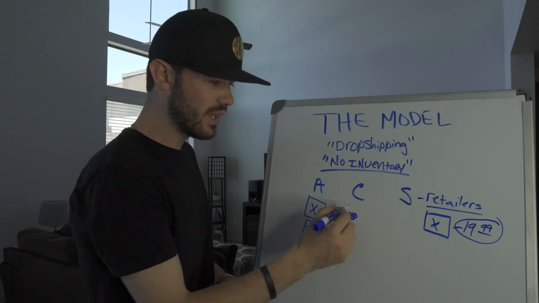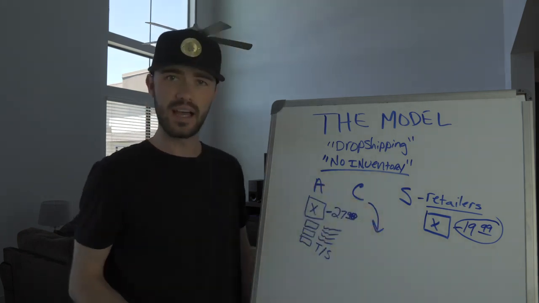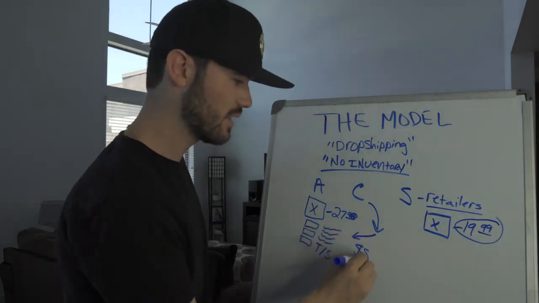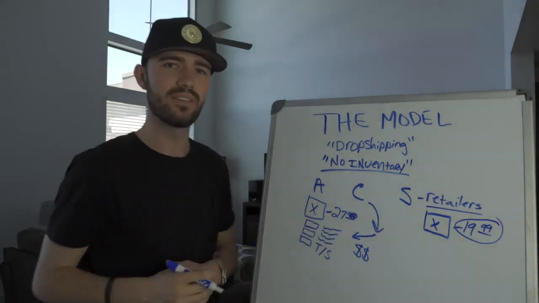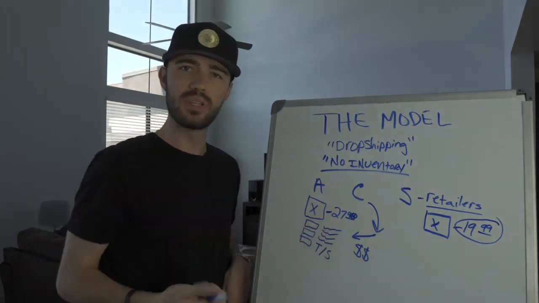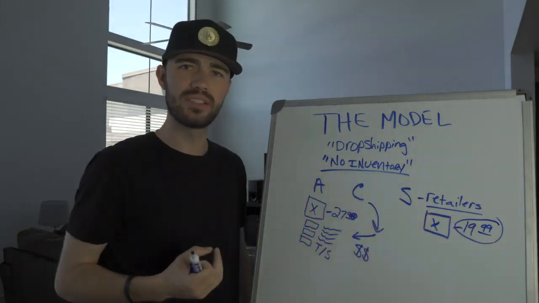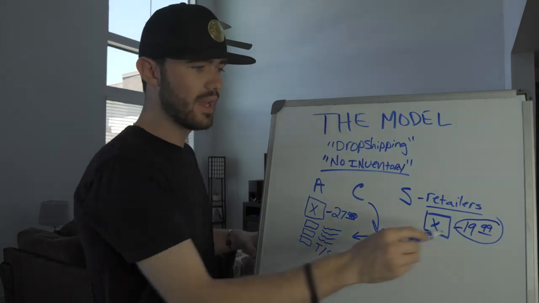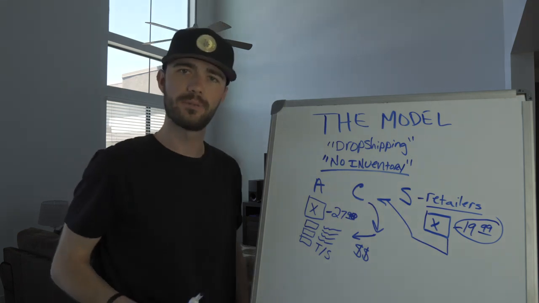What they will then do is they will post it on your store, and then say a customer comes along and the customer sends the money, AKA buys the item off of your Amazon store. He buys it for $27.98. What happens then is Amazon will update you that they just purchased it, and you will then go and purchase it off of the retailer for say $19.99 or whatever. I'm just using this as an example. And then this retailer will send that item to the customer.